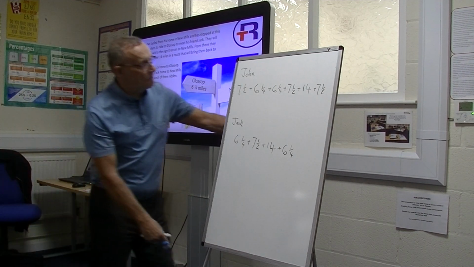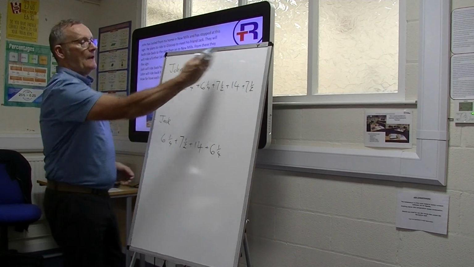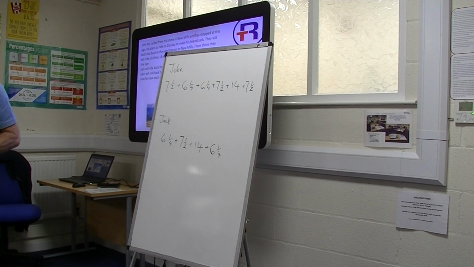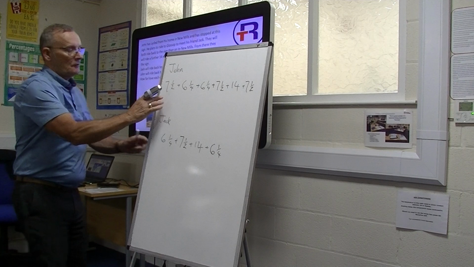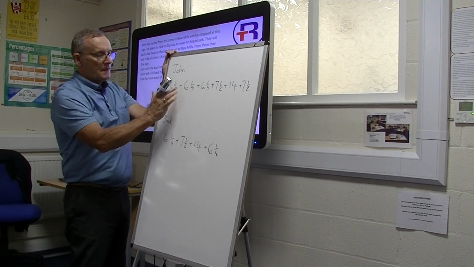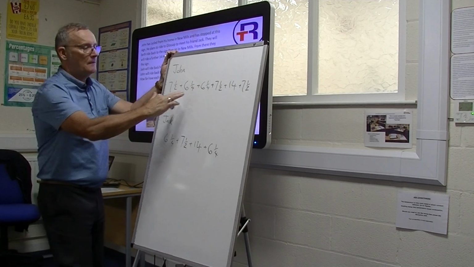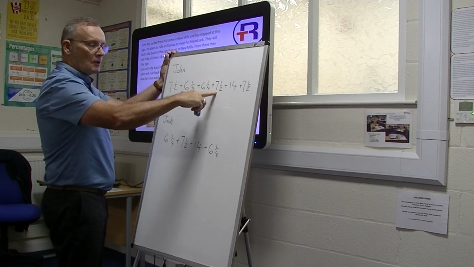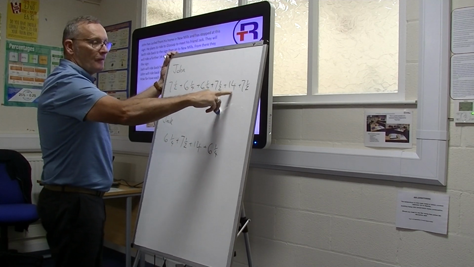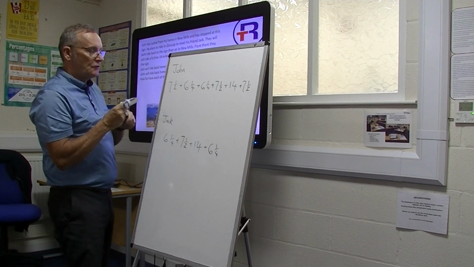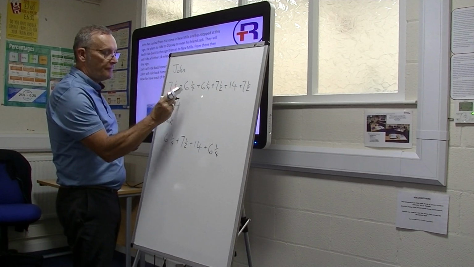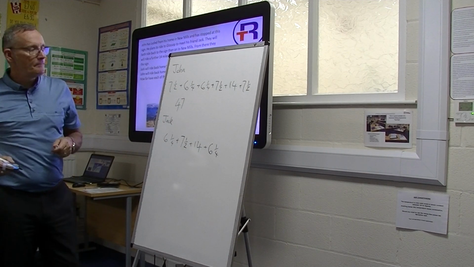So there's our sum. Basically, we had all the full miles together. So 7 plus 6, 13. 19, 26, 40, 47. So John has done 47 full miles. See where that's come from.